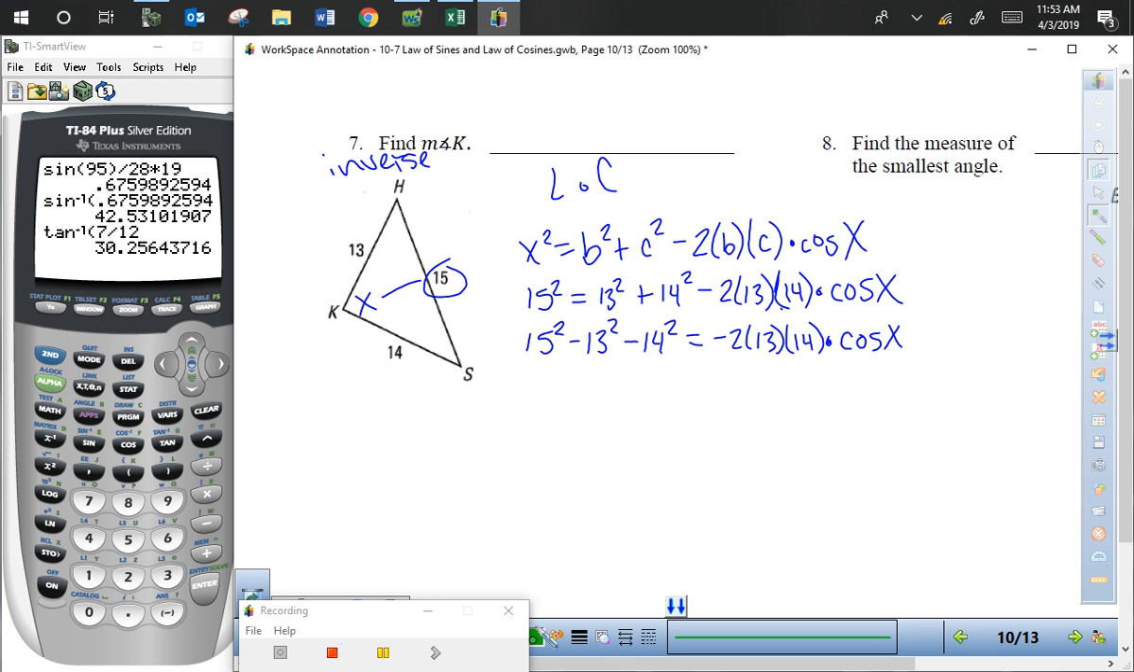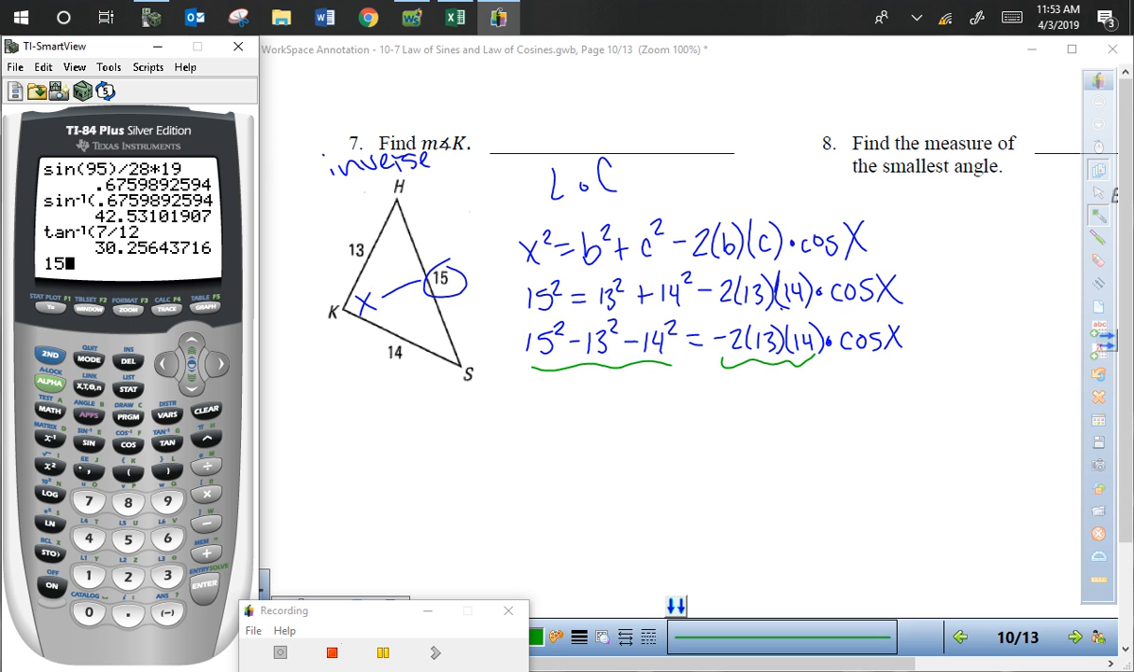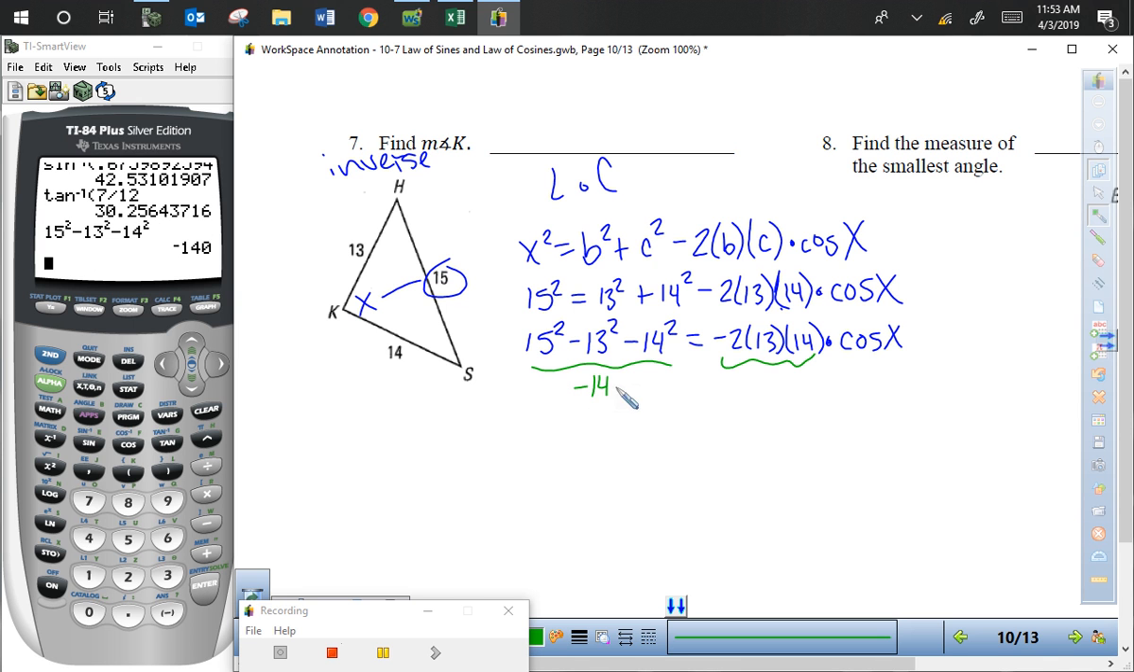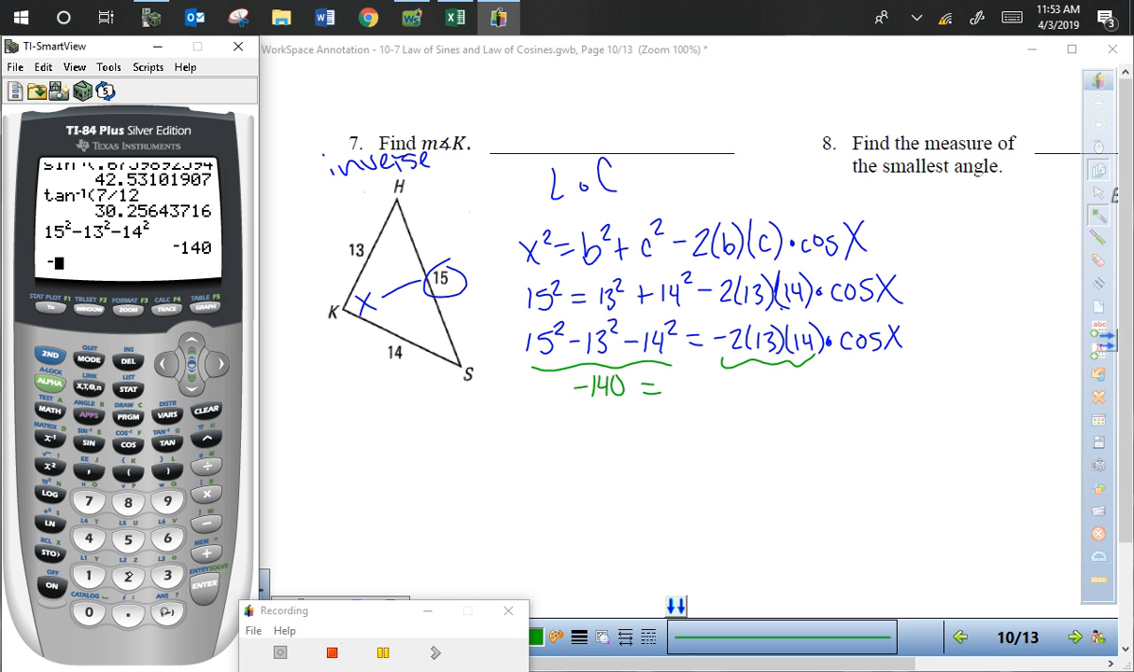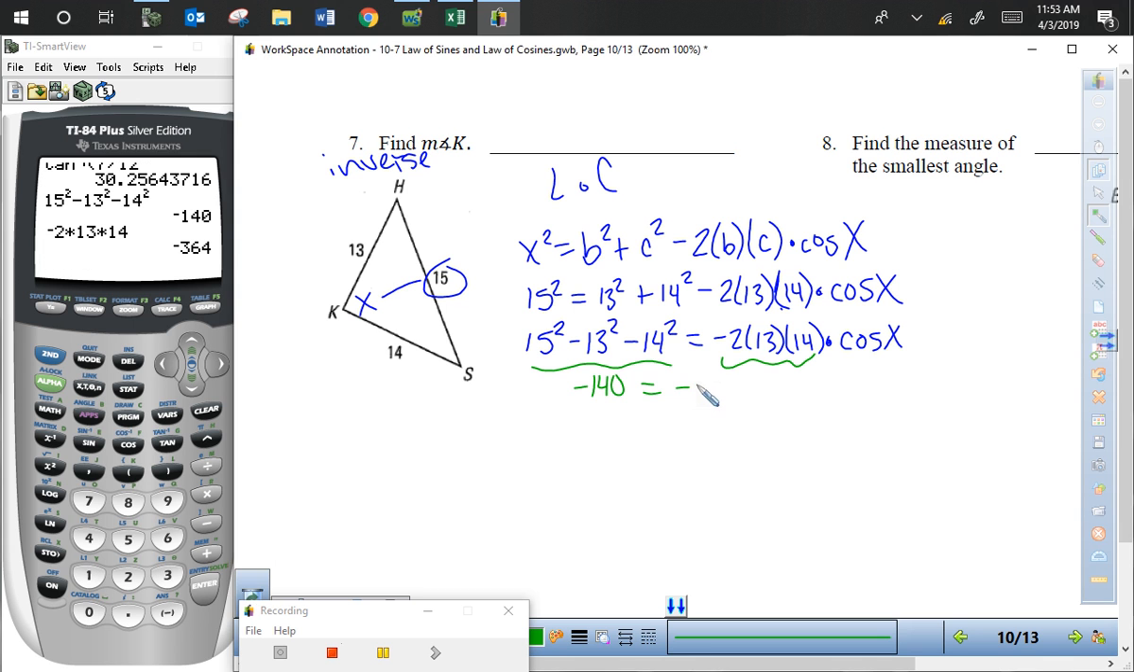At this point, we get to go ahead and simplify. So we can say 15 squared in our calculator minus 13 squared minus 14 squared. And we get negative 140. Most of the time this is a negative number, but it could be positive. Over on the right-hand side, we have negative 2 times 13 times 14. Because of that negative in the front, this right-hand side always has to be negative.